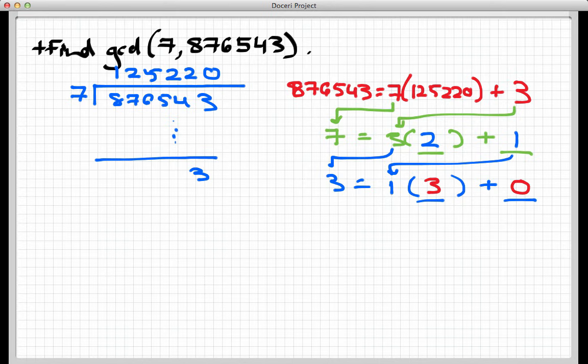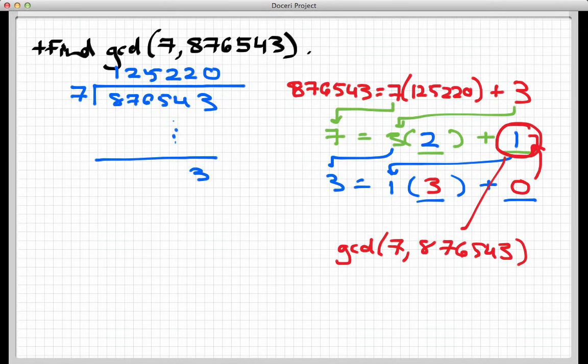So there's my 0 remainder, and now I'm going to look up at the last non-zero remainder, which is right here, and that's my GCD. So the GCD, greatest common divisor of 7 and 876,543, is equal to 1. Another way of saying that is that 7 and 876,543 are relatively prime. So the Euclidean algorithm works in that particular way.